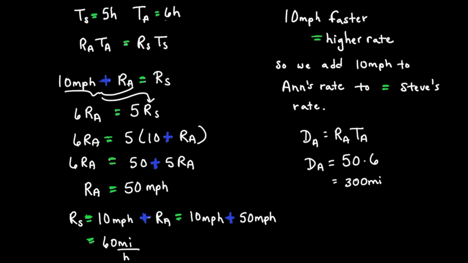And we're just going to double check and make sure that Steve's distance is the same. So Steve's distance equals 60 miles per hour times 5 hours. Which ends up being, of course, the same, 300 miles.